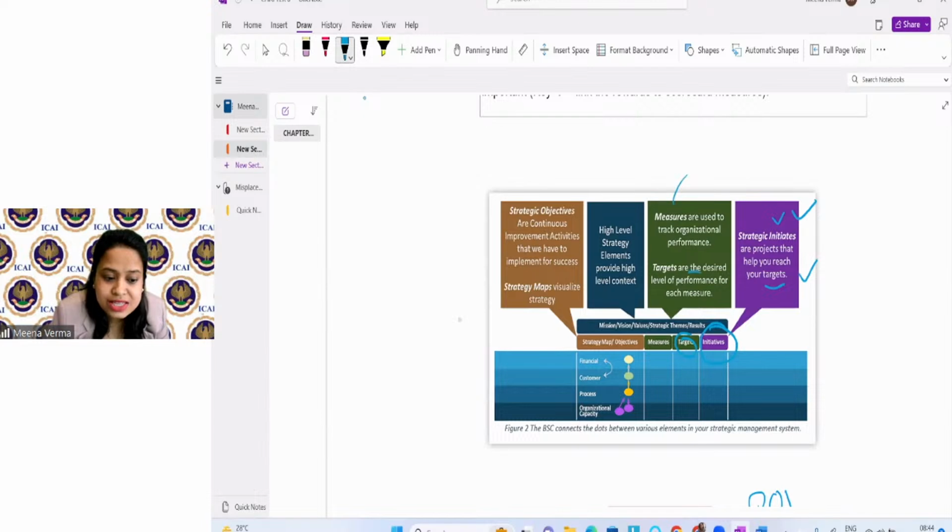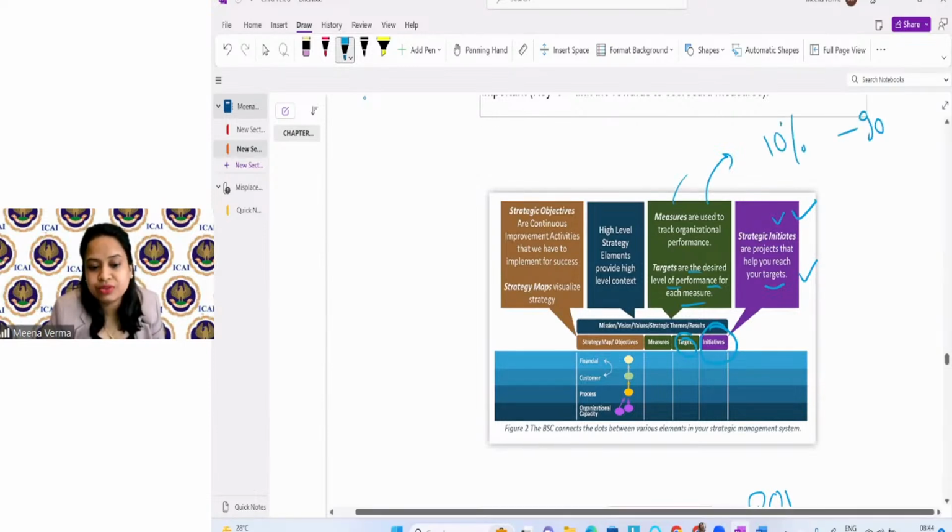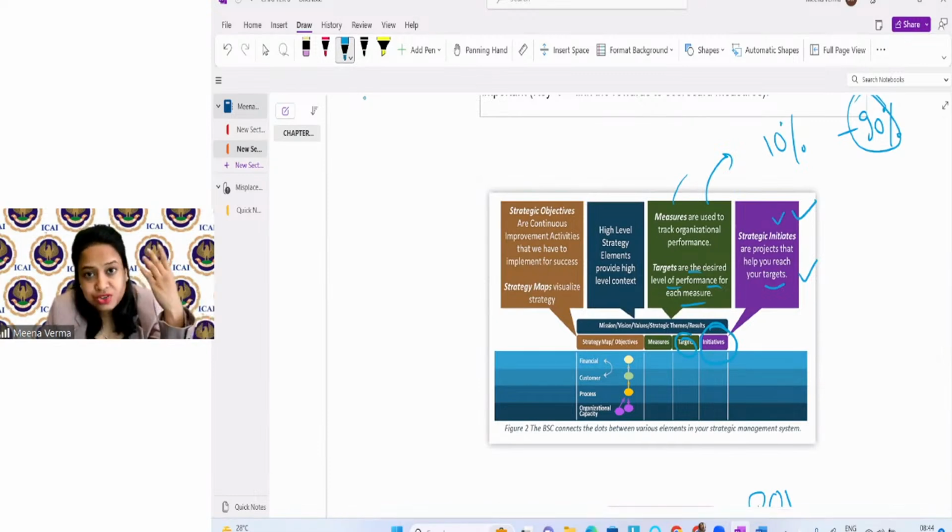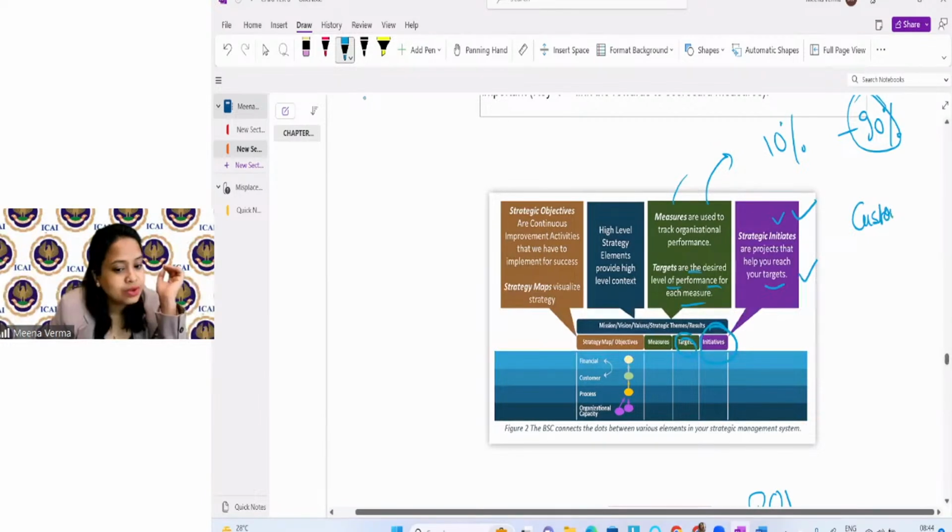Targets are the desired level of performance that we want to achieve, that the customer satisfaction should go from 10% to 90%. How much have you achieved your customer satisfaction? How much have you achieved your employee satisfaction? How much has the business improved? How much has return on investment improved, right? So we will set such targets for the organization. Customer happiness should be improved.